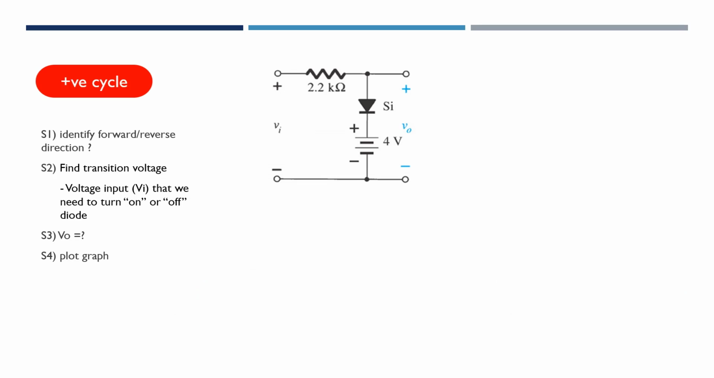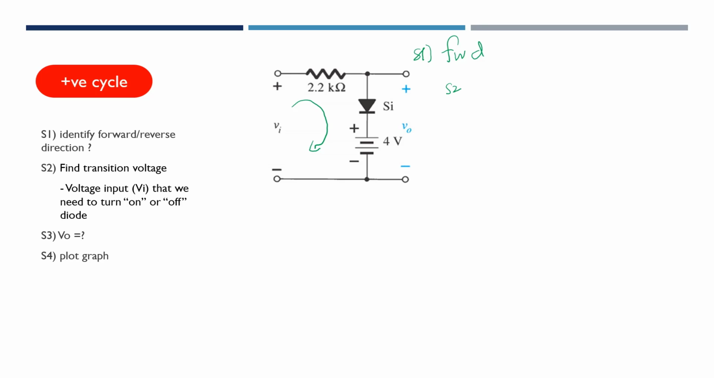For the positive cycle, we need to identify whether it is a forward or reverse direction. In our circuit here, we can see that our diode is in the same direction as the current. So now we are in the forward condition. This is the first step.